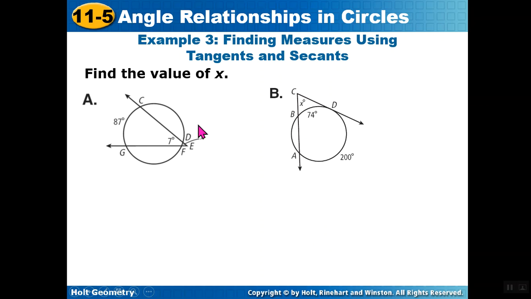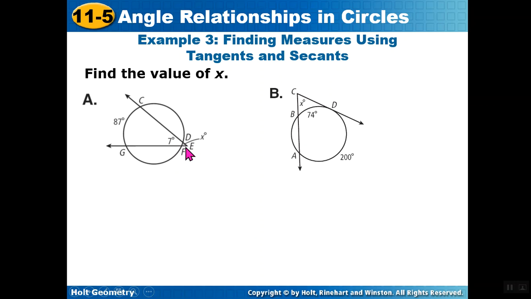Example on this theorem. Find the value of x in these two figures. What is the x here? It is the angle measure outside, the angle measure there outside. Look, here E, the intersection of the two secants, is at an exterior point of the circle.